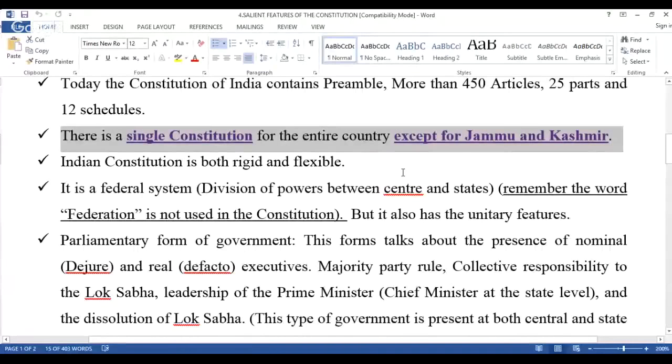Next one. Look at this. Right? Next point. You can read, please. Indian Constitution is both rigid and flexible. Both rigid and flexible. What do you mean by this? First, you look at the word both very clearly. That is important for me as far as Indian Constitution is concerned. Indian Constitution is both, both, both rigid and flexible.